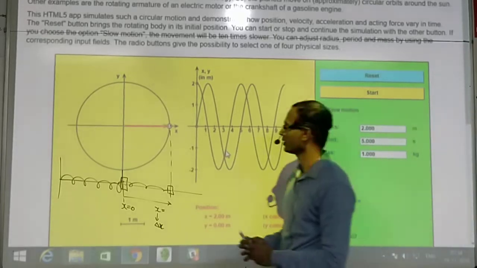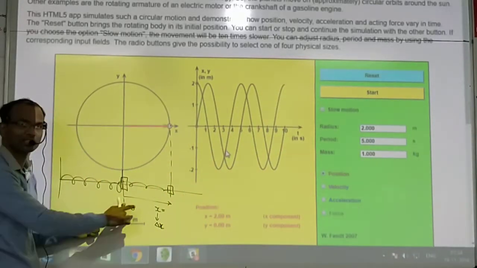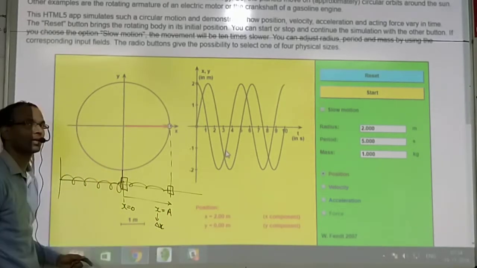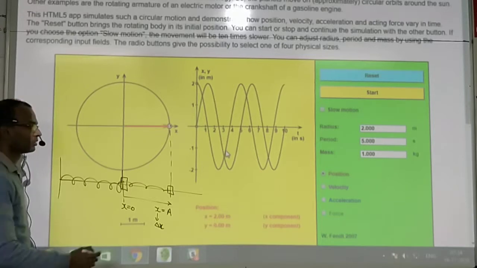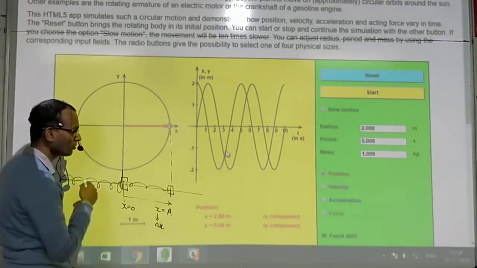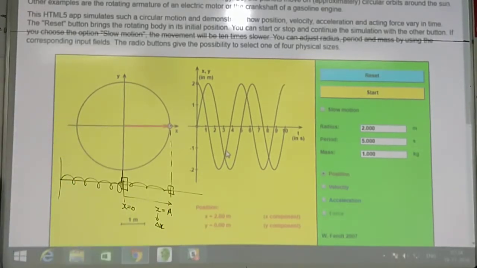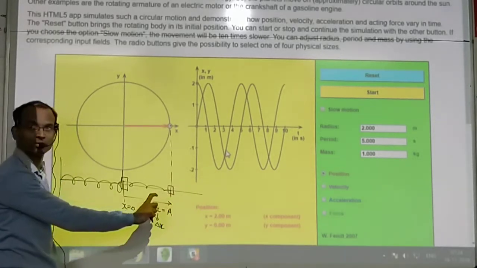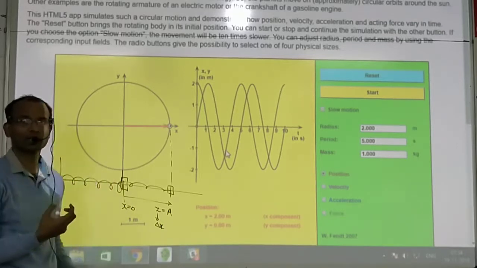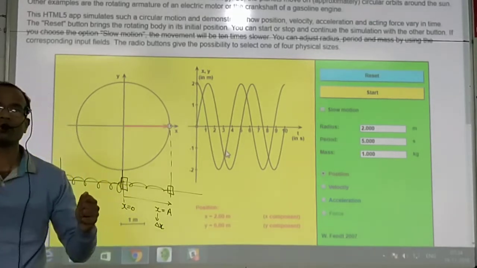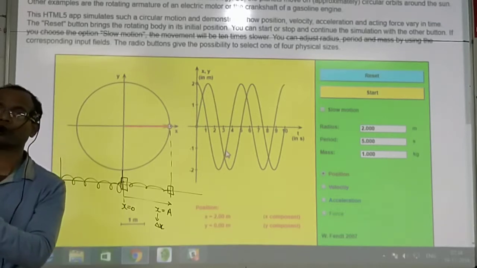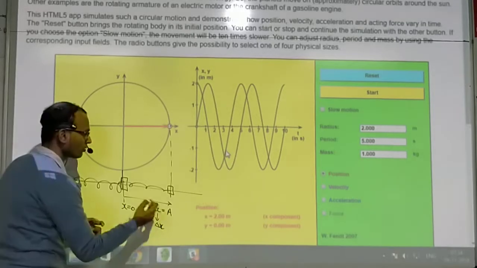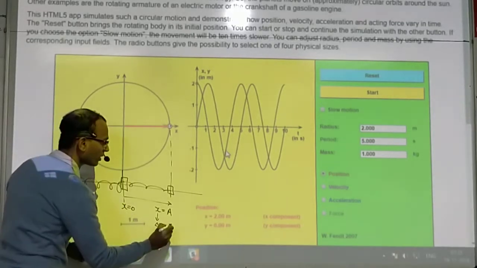So now the block has been displaced from its equilibrium position by the maximum possible amount, which we call the amplitude, capital A. Okay? So at this position, the restoring force will be maximum or minimum? At that A. From its equilibrium position, it has been pulled to the maximum. So you all have experienced a spring. If you pull it more and more, the restoring force of the spring will also be proportionately more. Right? So restoring force is maximum.